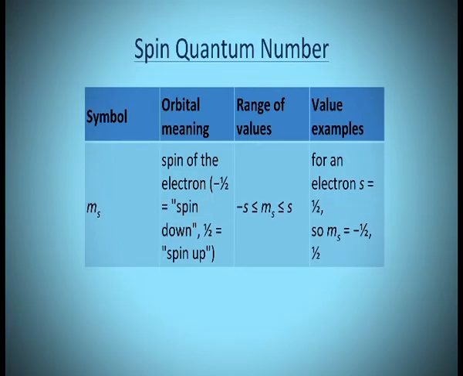The magnetic spin quantum number ms describes the spin of an electron, whether it is clockwise or anticlockwise. The quantum number ms does not arise while solving the Schrodinger equation. The clockwise and anticlockwise directions of electron spin have arbitrarily been assigned the values plus half and minus half.